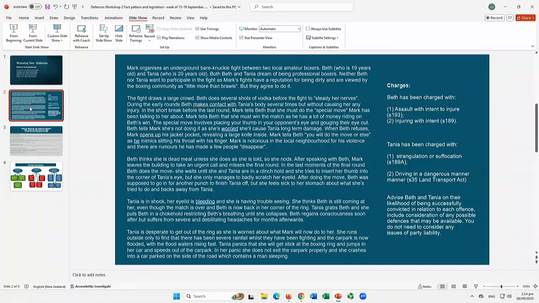Tanya's freaking out that she's going to be harmed by Mark. She hasn't managed to perform the move, and so she tries to get out of the building that they're in, finds that there's been some flooding in the car park, panics, thinks she has to get away, gets in her car, takes off, and crashes into another vehicle.